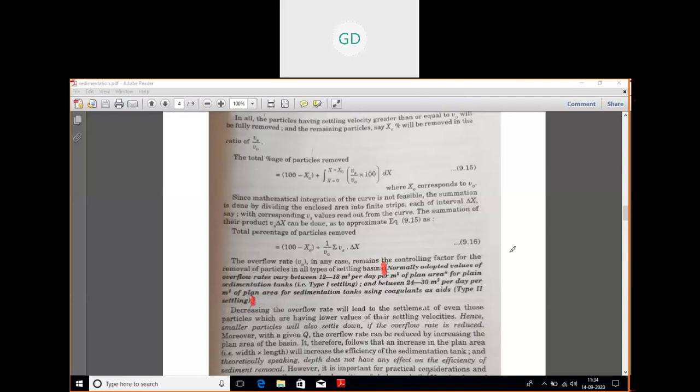Those values are already mentioned for your design purpose. So you write down normally adopted values of overflow rates vary between 12 to 18 meter cube per day per meter square of plan area for plain sedimentation tanks and between 24 to 30 meter cube per day per meter square of plan area for sedimentation tanks using coagulants as aids. Okay, you please write down this sentence. Later you will get to know what all these are when you solve your numerical problem.